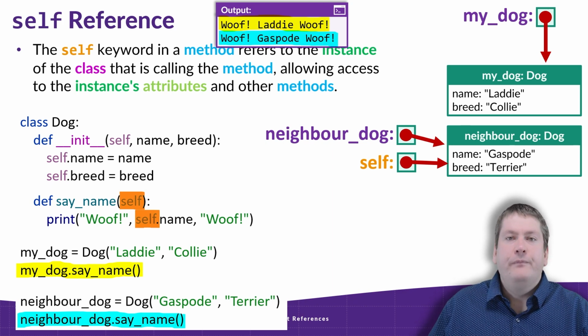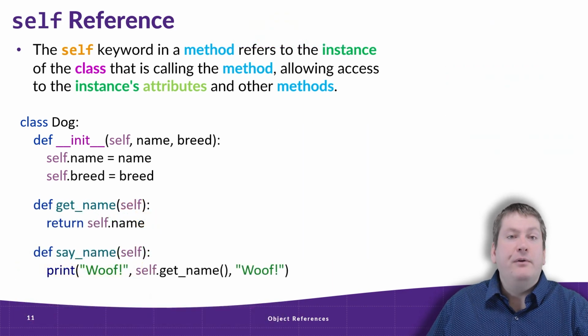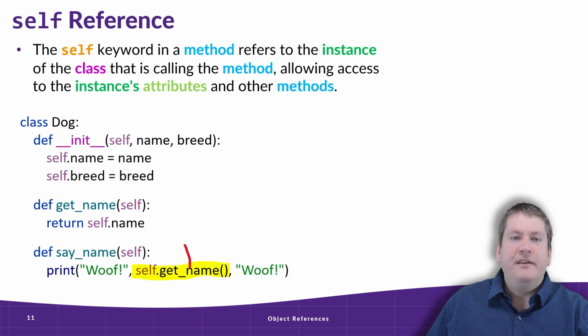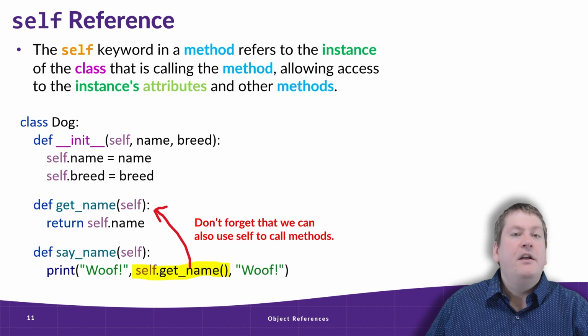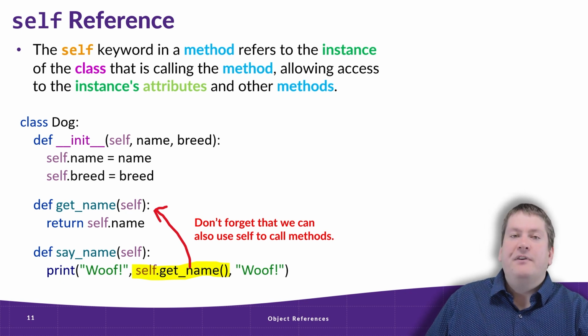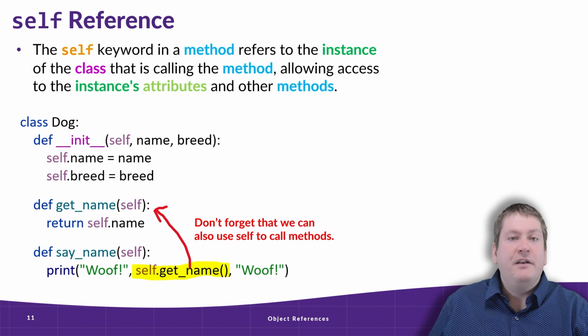Now don't forget that we can also use this self reference, or any object reference, to call methods. So in this case, I've updated the Dog class to add a getter called getName, which simply returns the current value of the name attribute. We've also updated the sayName method to call the getName method rather than using self.name directly. So what this does is it uses the self reference to call getName. Whatever self was equal to is then passed as an argument to the self parameter in getName, and then it returns the value of the name attribute.